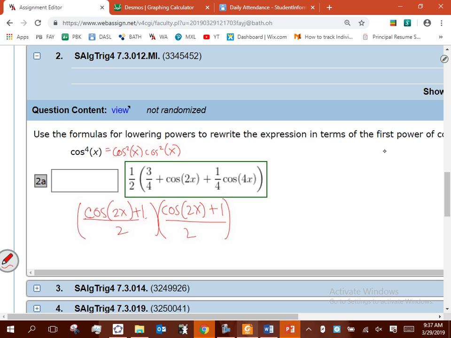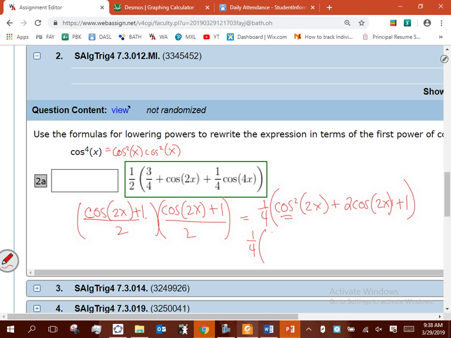I'll work through to multiply that out. So that's going to give me cosine squared of 2x, correct? And then plus 2 cosine of 2x plus 1, all over 4. So I'm going to pull that 1/4 out like this. Now the next thing is this cosine squared. We've got to do one more iteration of getting rid of that, right? So we're going to have 1/4 times cosine squared of 2x.